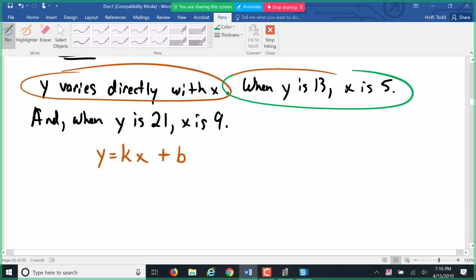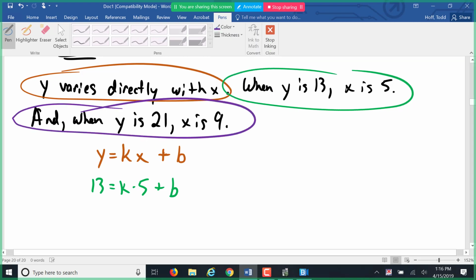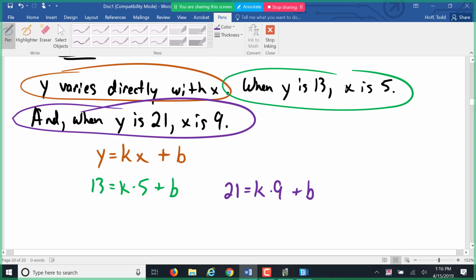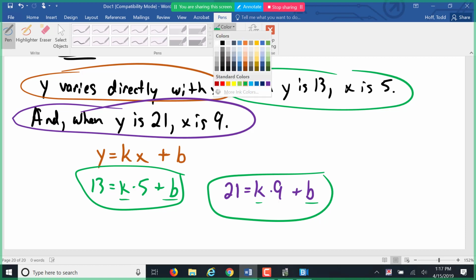So we take one of the points here, y equals 13 equals k times 5 plus b. And we're going to take the other initial point here. Y is 21 when x is 9, so k times 9 plus b. Well, guess what we have here? We have 2 equations in 2 variables. We're solving a system of equations to find k and b, and we have the formula for that relationship.